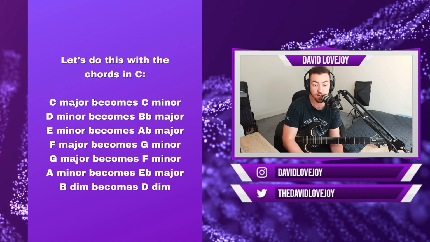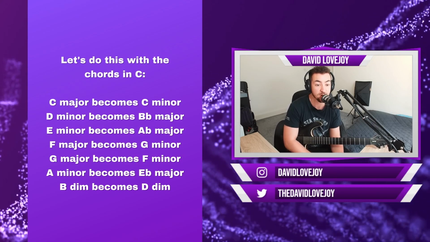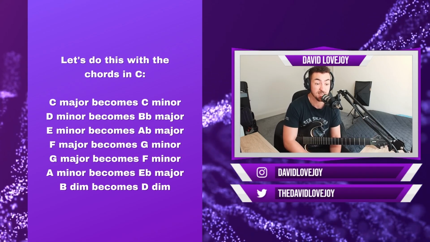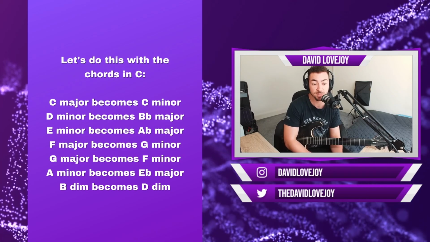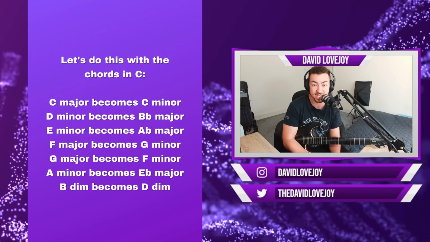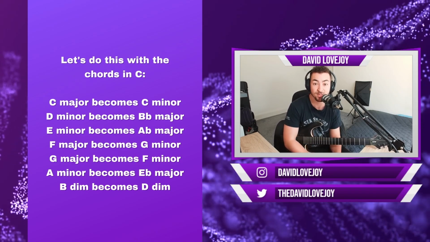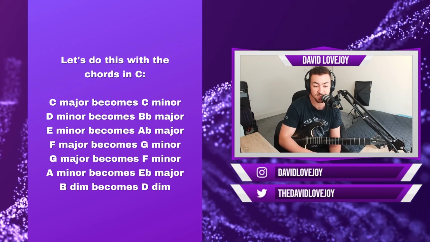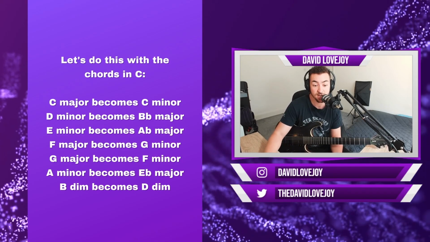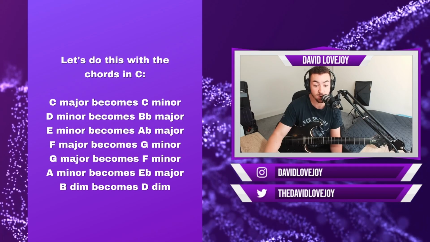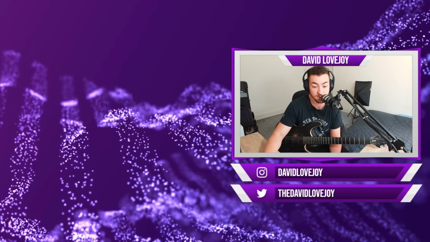D minor then becomes B flat major, E minor becomes A flat major, F major becomes G minor, G major becomes F minor, A minor becomes E flat major, and B diminished becomes D diminished. That is what happens when we apply negative harmony to our chords in our key.